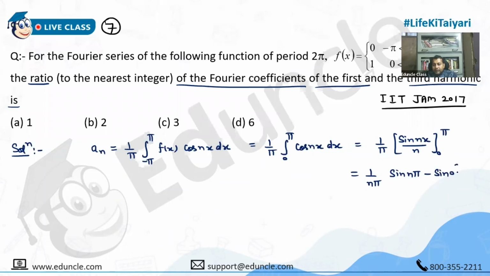So this one is clearly zero. No? It means it is the ratio of B coefficients. So now we will solve it for Bn.